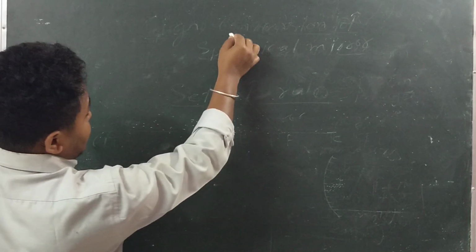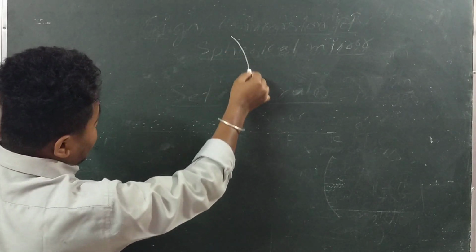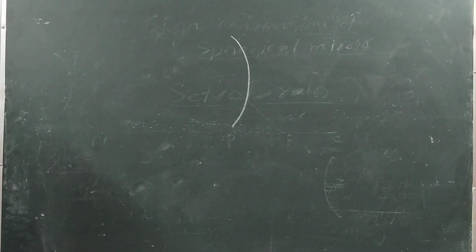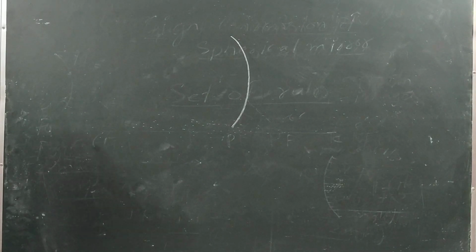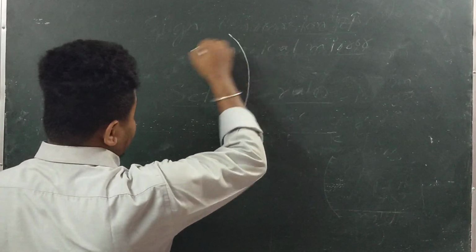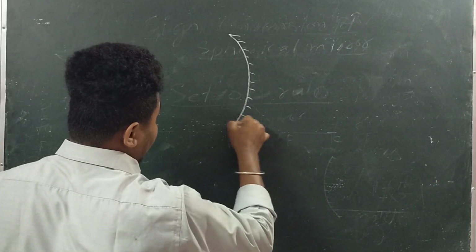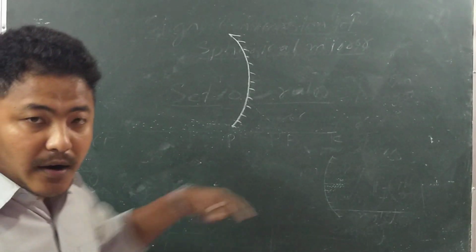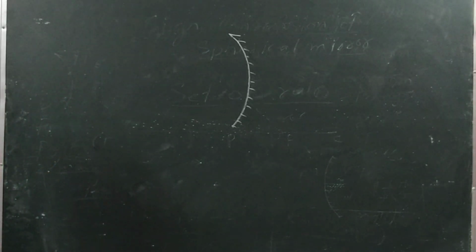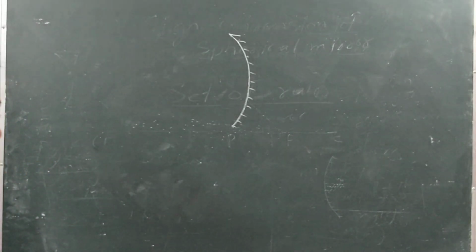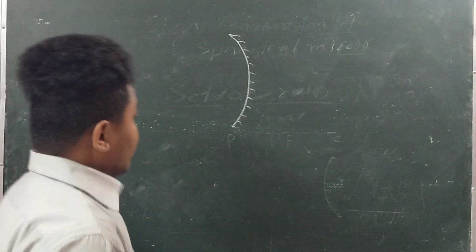If I consider a spherical mirror, let me consider a concave mirror. This is a concave mirror. This part has a layer, silvered by some material, and this will be the reflecting surface where the image will be formed.